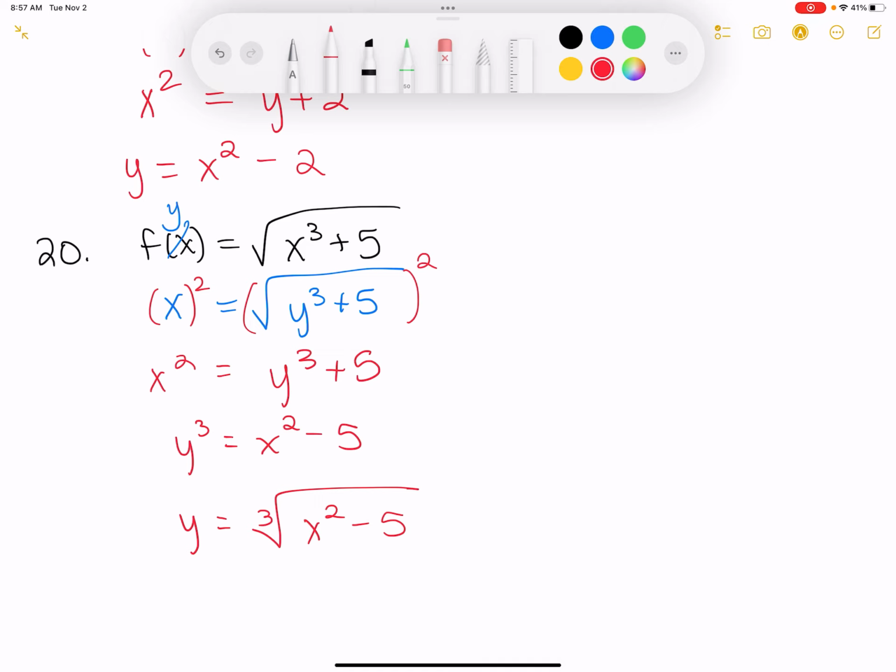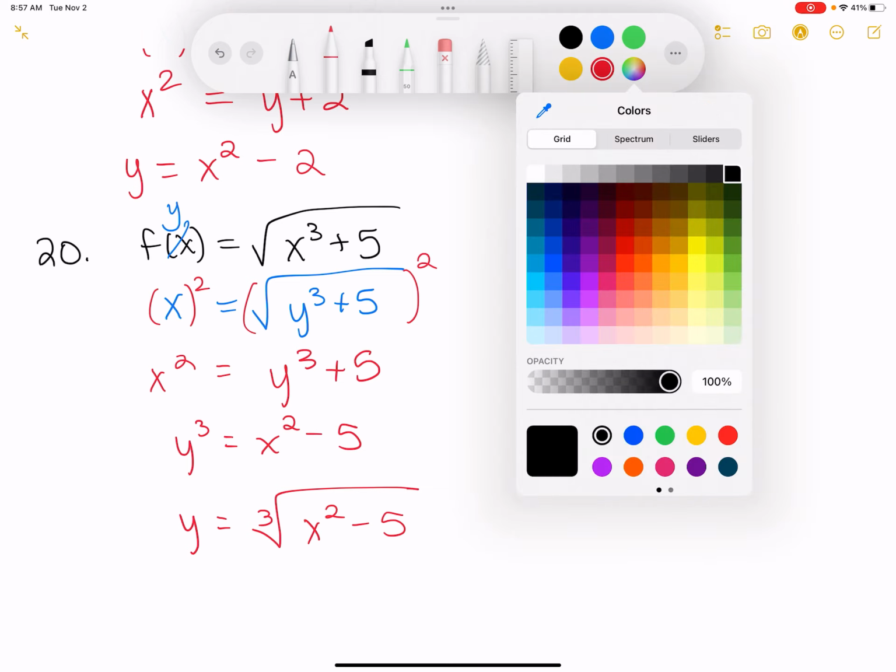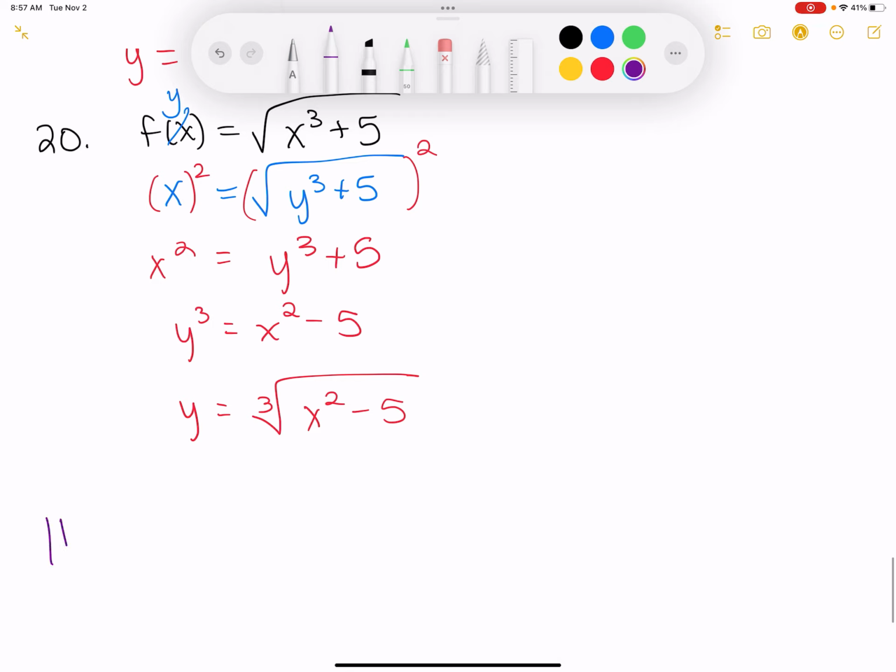All right, so up to this point, the problems are 3, 5, 9, 11, 15, 19, and 21. And then I'm only adding on 2 or 3 more tomorrow.